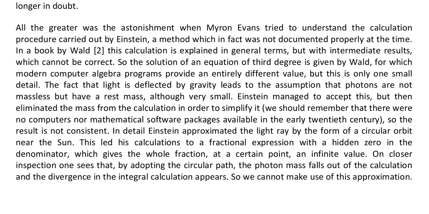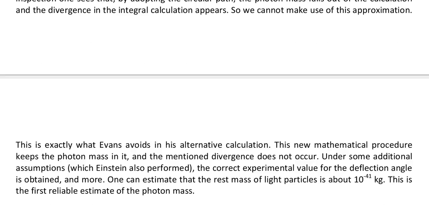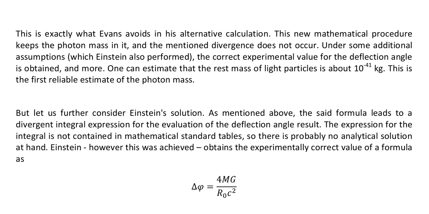On closer inspection, one sees that by adopting the circular path, the photon mass falls out of the calculation and the divergence to the integral calculation appears. So we cannot make use of this approximation. This is exactly what Evans avoids in his alternative calculation. This new mathematical procedure keeps the photon mass in it, and the mentioned divergence does not occur. Under some additional assumptions, which Einstein also made, the correct experimental value for the deflection angle is obtained, and the photon mass can be estimated using the Planck distribution. This is the first reliable estimate of photon mass from light deflection and also from time delay.